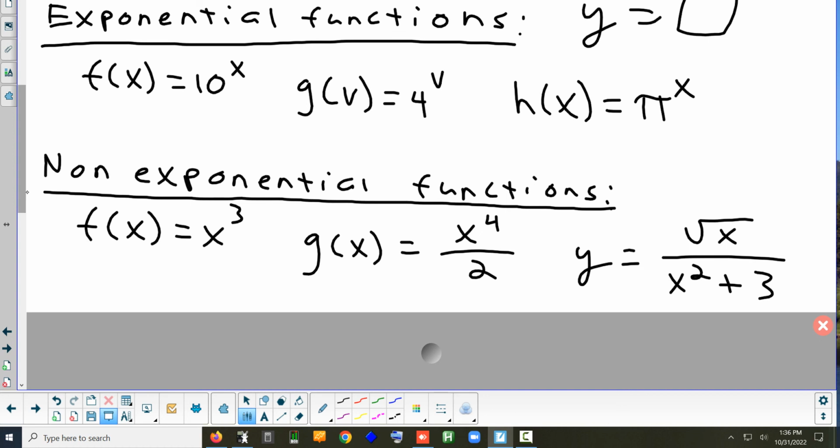Any questions why these bottom ones are not exponential functions? The first two are polynomials. The last one doesn't really fit into a category.